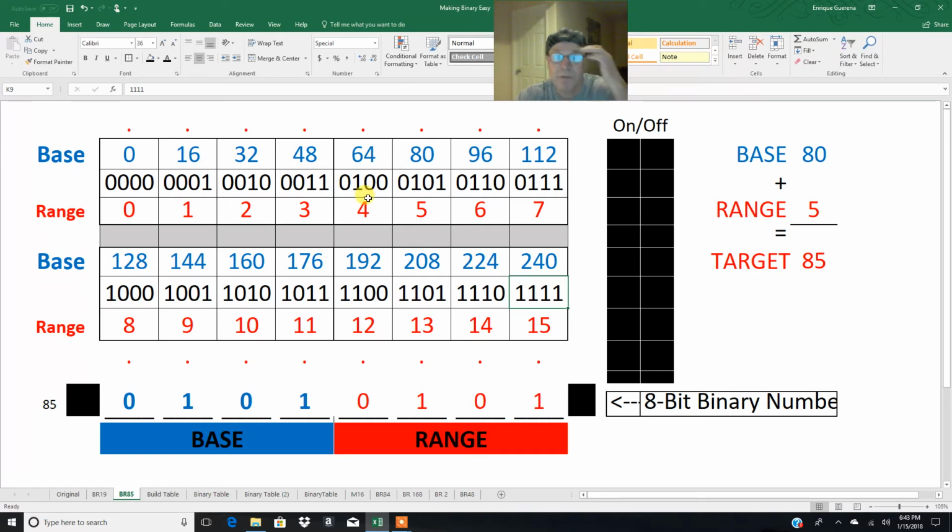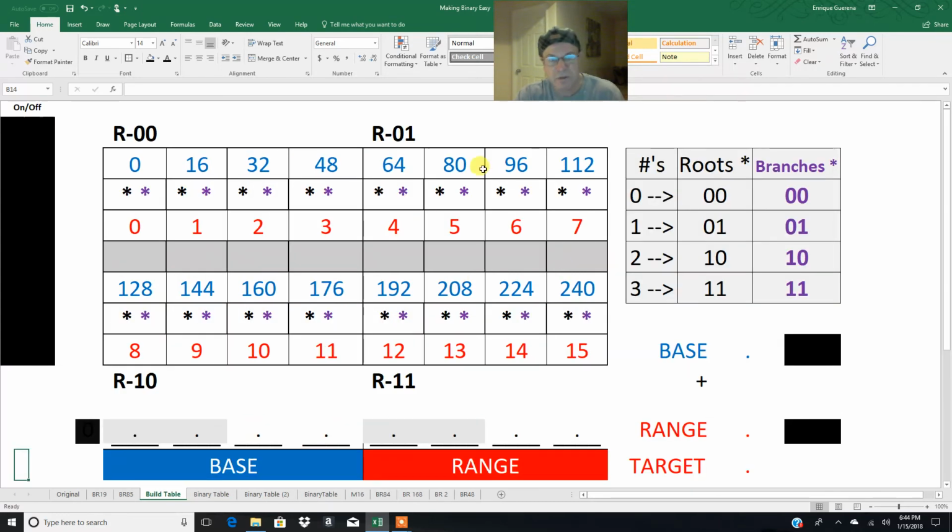Okay, so now that you know how to use this table, I'm going to show you how to build it so that you can use it. It only takes about 1.5 minutes to build a whole table. So let's go ahead and build the table. All right, so everything's pretty straightforward except for the binary numbers.